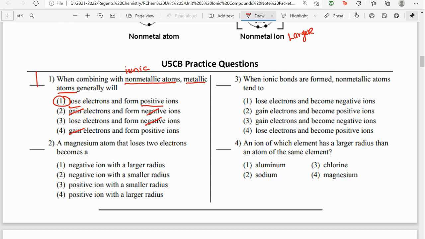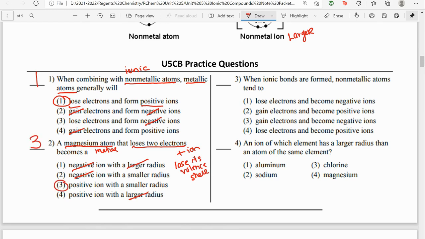So now a magnesium atom, so this would be our metal, is going to lose 2 electrons and become, well, losing electrons, again, is going to result in a positive ion. So I know I'm going to get rid of these first choices. And when it loses 2 electrons, it's going to lose its valence shell. Less shells is going to result in a smaller radius. So your best choice here is going to be number 3.